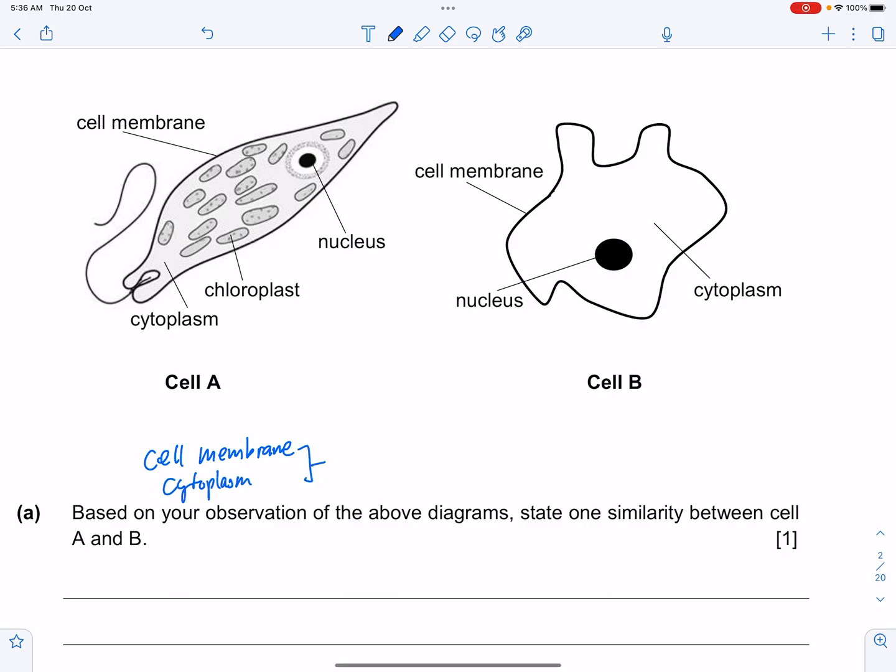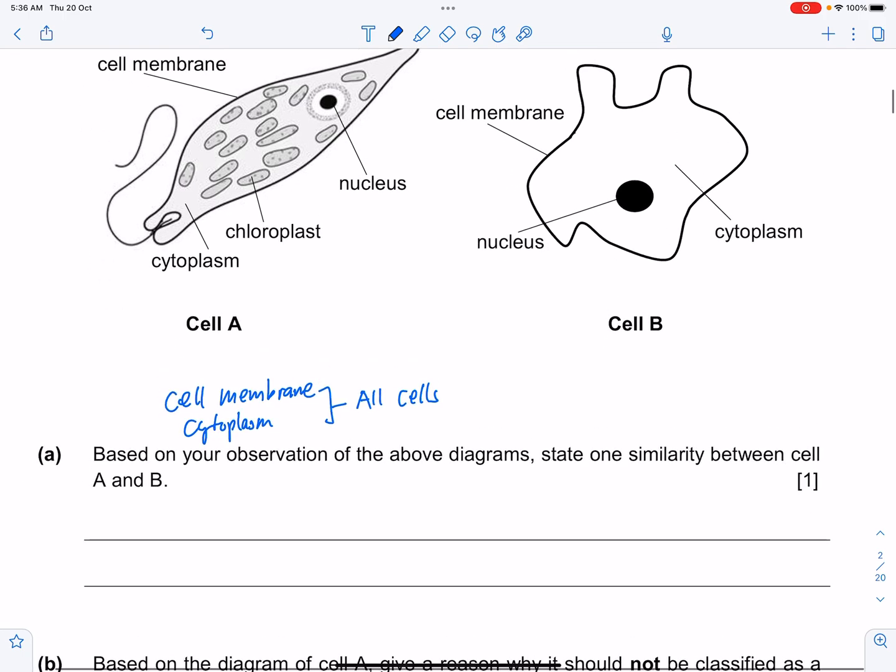These two are structures that all cells would contain. The nucleus is another component that all typical cells would contain. There are certain cells that do not have a nucleus. One such common example would be our red blood cells.